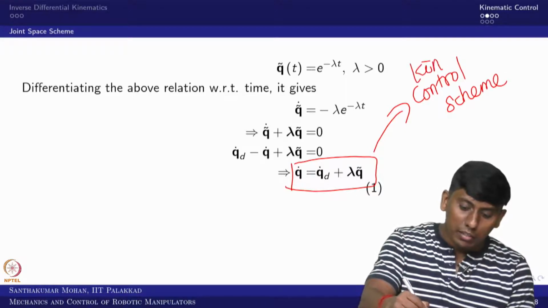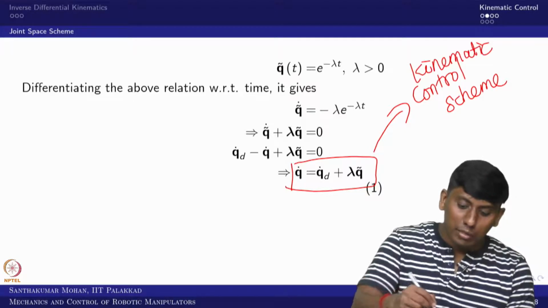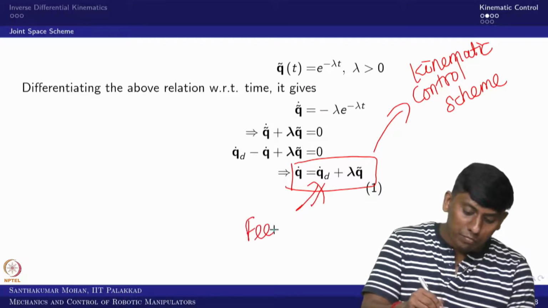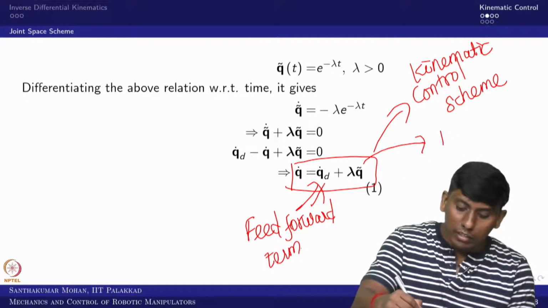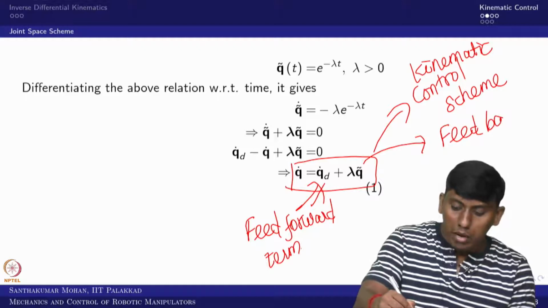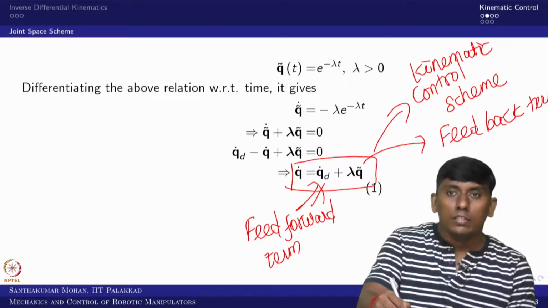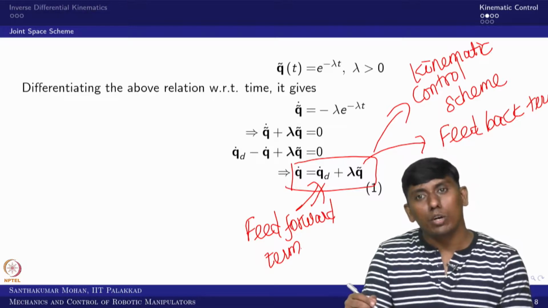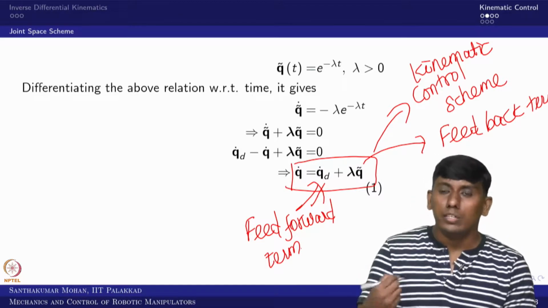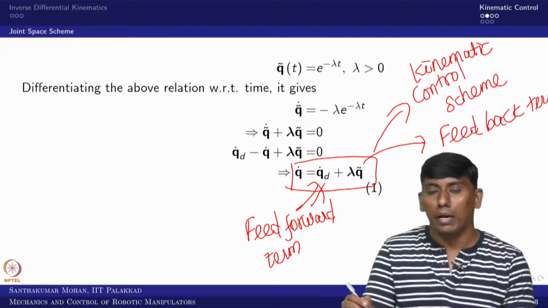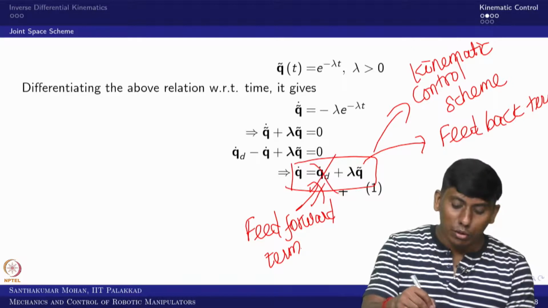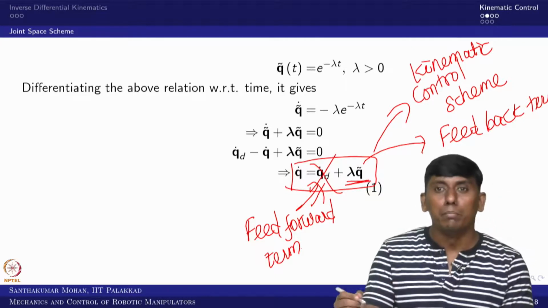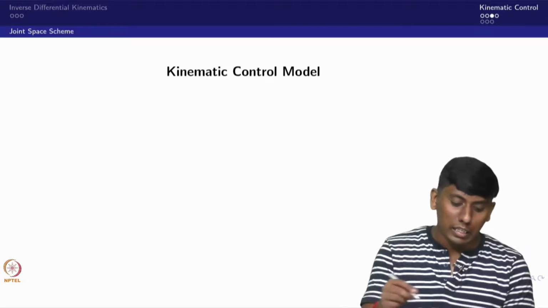This is a kinematic control scheme. This is a feed forward term, and this is a feedback term. Okay. So in that case even if the Q desired dot is 0 or you don't know it, this control will still try to cope up and go further. Okay. So in order to understand that, we assume that this is not known, and we try to do a simple proportional control. That is the next idea.